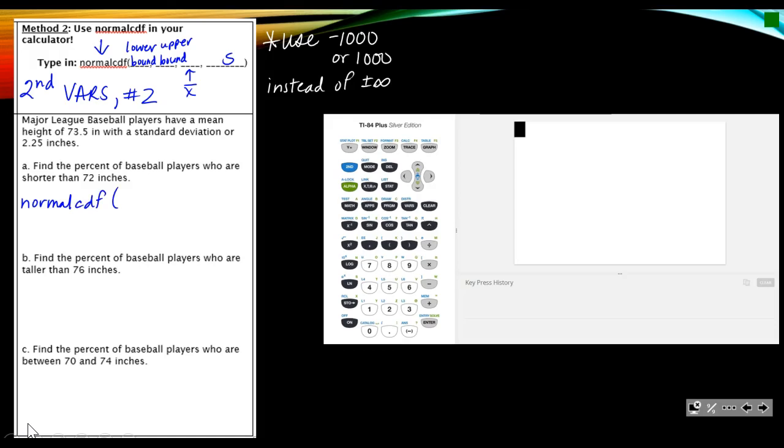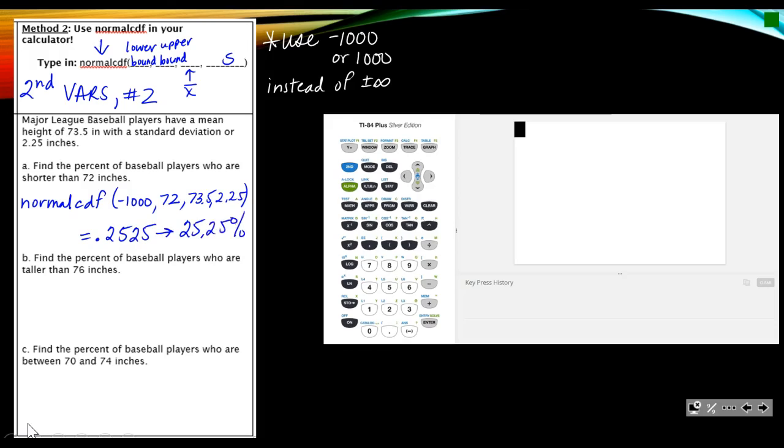We're looking for everybody shorter than 72 inches, so that's 72 and everything underneath. So our lower bound is going to be negative infinity. So instead of negative infinity, we'll put in negative 1,000. The upper bound is 72, that's the cutoff. And then we need to put in the mean and standard deviation, which were given to us. So mean is 73.5, standard deviation is 2.25. So that you're going to put into your calculator. You're going to press enter, and your answer should come out to be 0.2525.